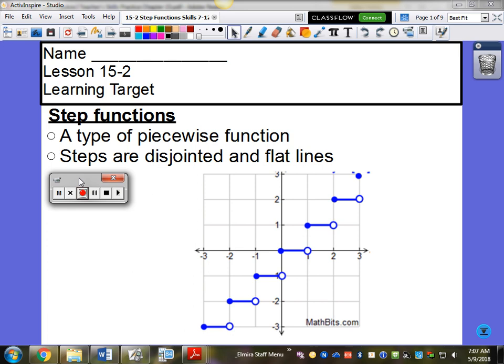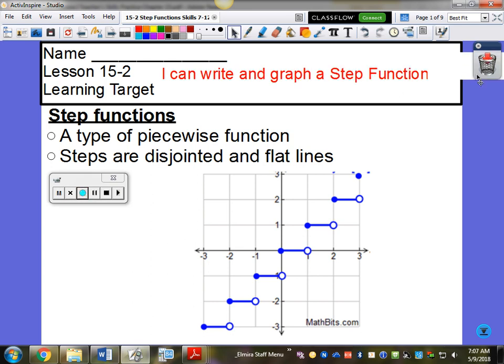Alright, today we're going to talk about step functions. Step functions are a special kind of piecewise function. So our learning target, I want you to be able to write a step function and graph a step function based on a situation. So here's what they look like. They literally look like steps going up the graph.